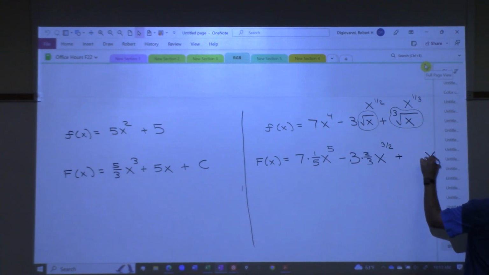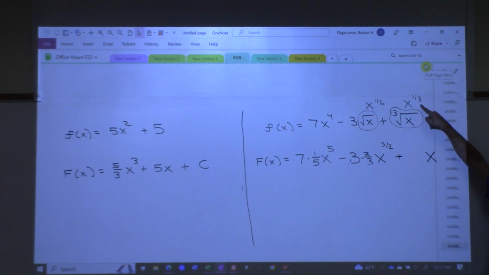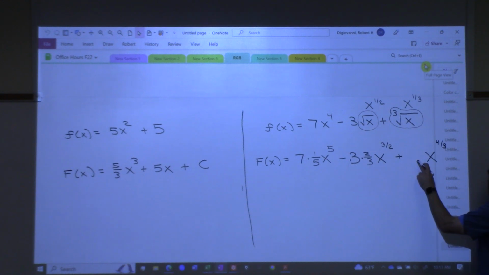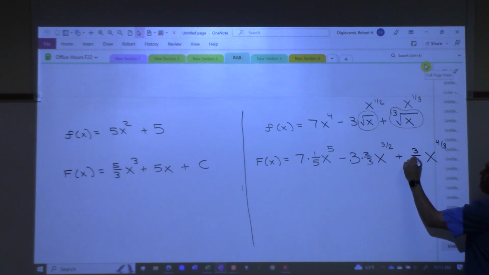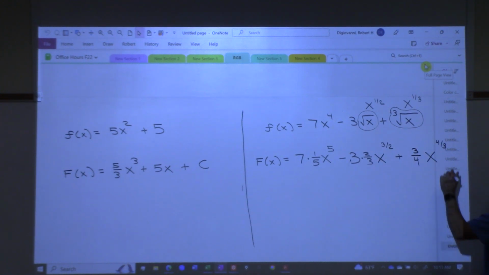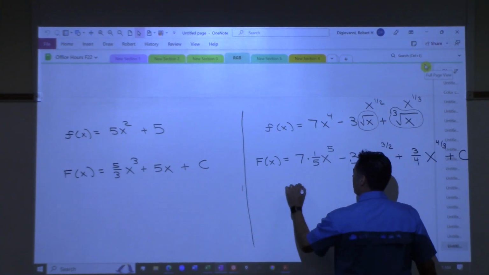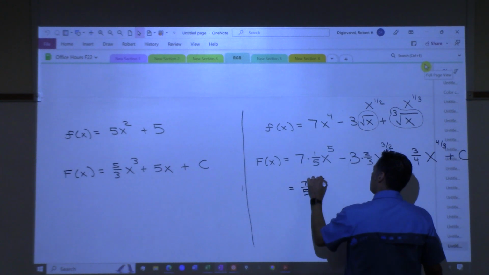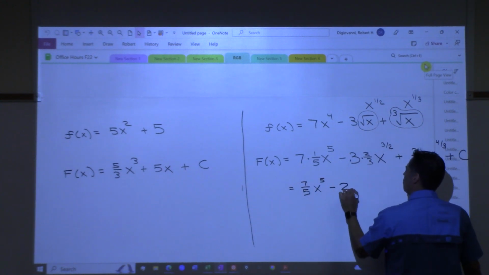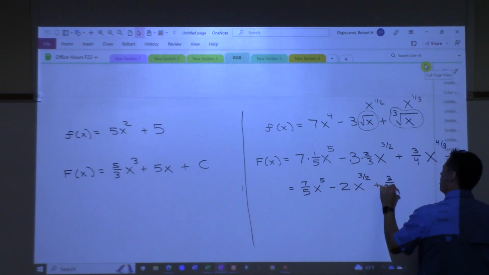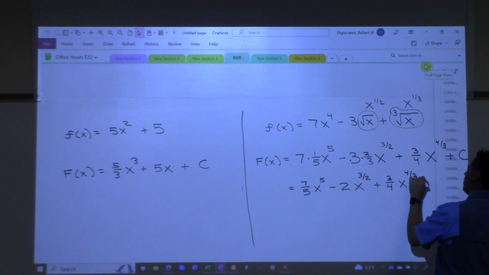And then on the last one, I just put plus. I need to add 1 to that power. So take 1/3 and add 1, what do you get? 4/3, right? So 4/3. And then what do I put in front? Just the reciprocal, 3/4. Done? Plus C, good, plus C. Now I'm going to clean this up also. This is going to be 7/5 x to the 5th minus 2 x to the 3/2 plus 3/4 x to the 4/3 plus C.